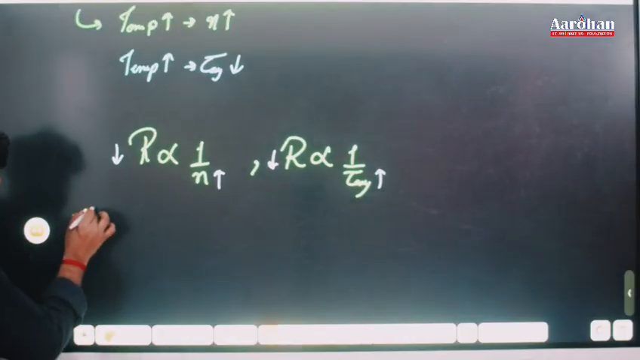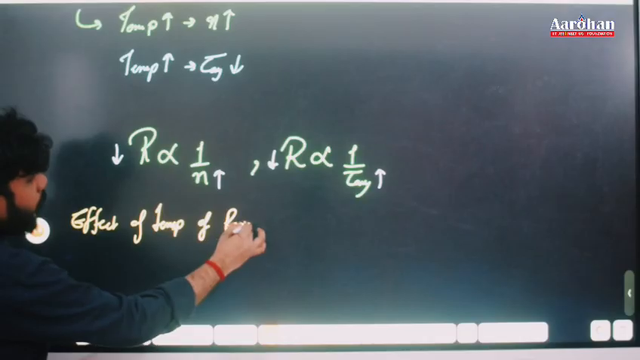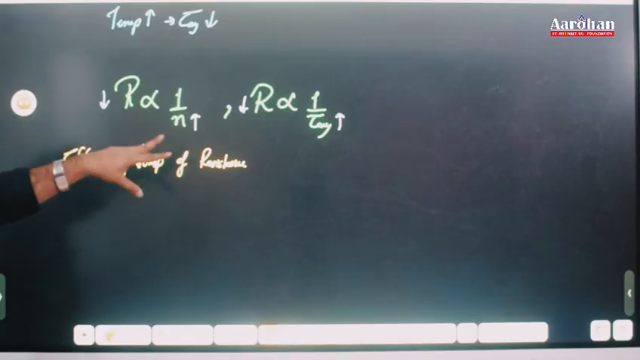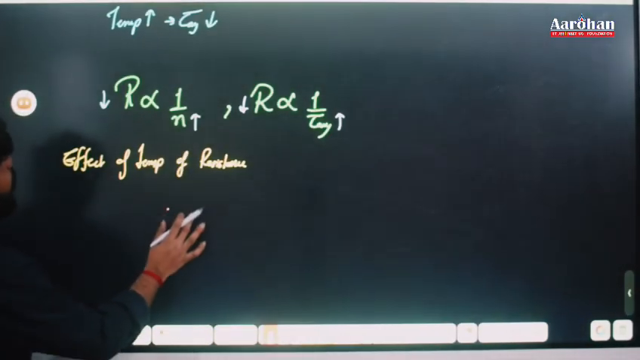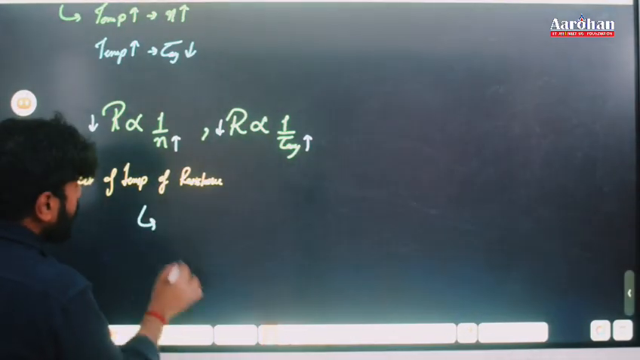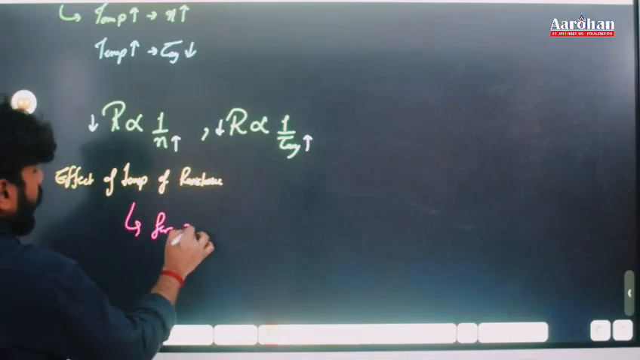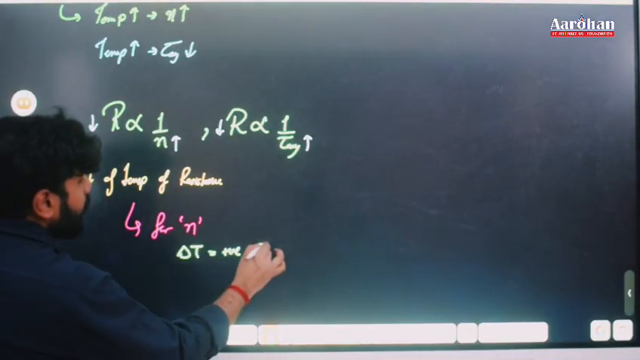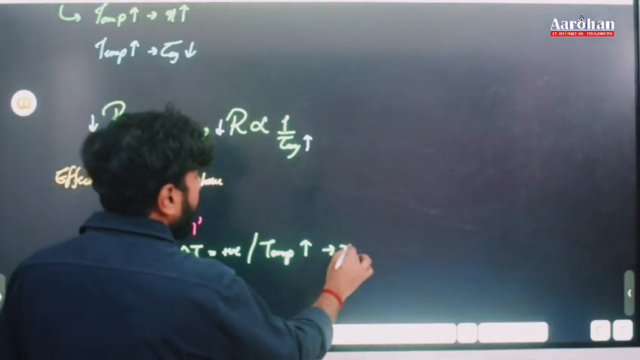So the effect of temperature on resistance will be just what? The direct effect of temperature on these two, and these two will put an effect on R. As you have observed, as temperature increases, N is increasing and tau is decreasing. So each factor is putting an opposite kind of effect. If you talk about N, free electron density, we know if the change in temperature is positive, if temperature is increasing, your free electron density also increases.